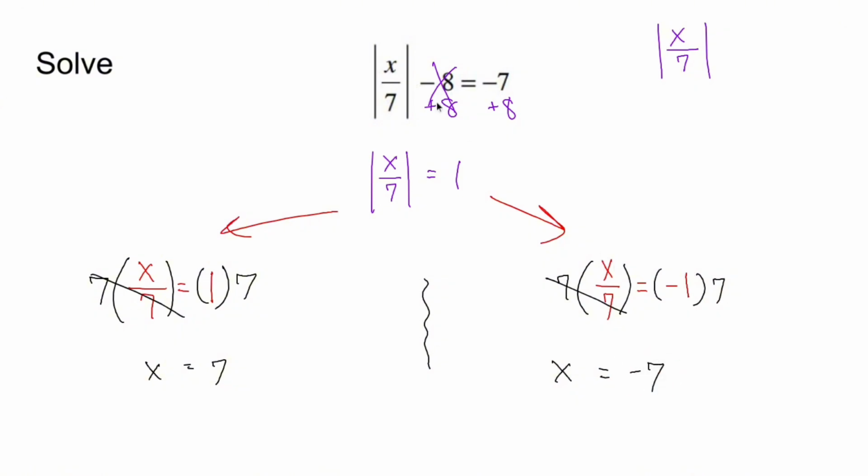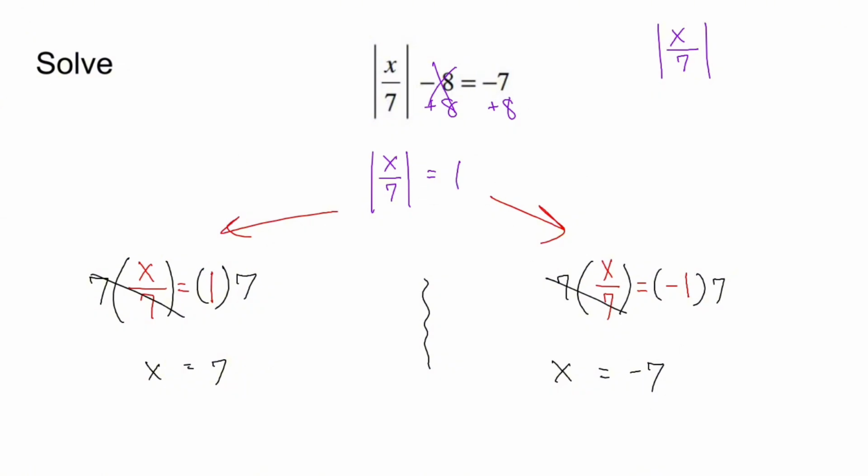Okay, what you're going to want to do is do a mental check and make sure everything works out. You know, like plug in 7. The 7 over 7 is the absolute value of 1, and the absolute value of 1 is 1, and 1 minus 8 is negative 7. And you would do the same thing over here and get the same thing, and everything's good.